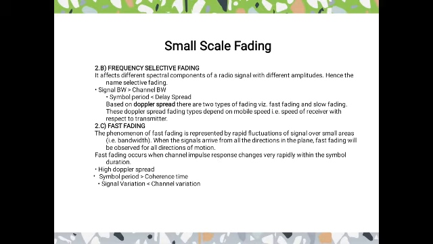Based on the Doppler spread, there are two types of fading, that is fast fading and slow fading. These types depend on mobile speed, that is the speed of the receiver with respect to the transmitter. Fast fading is represented by rapid fluctuation of signal over small areas. When the signal arrives from all directions in the plane, fast fading will be observed for all directions of motion. Fast fading occurs when the channel impulse response changes very rapidly within the symbol duration. If the symbol period is greater than the coherence time, or signal variation is less than channel variation, we will have fast fading.